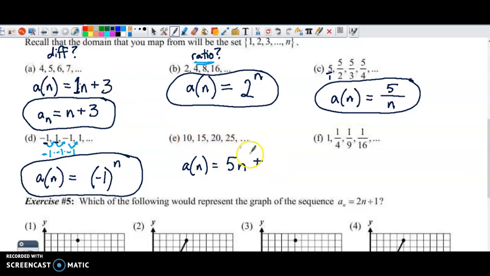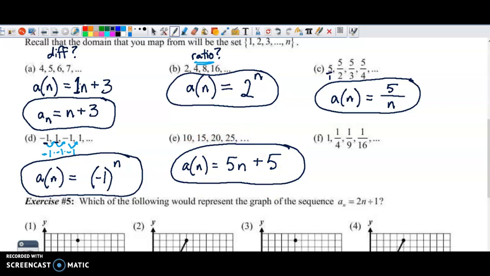Well, what can I add to 5 to get it to 10? You can add 5 to it. And now you can try the rest of the problems. If I plug 2 in for n, do I get 15, the second term? Yeah, 5 times 2 is 10 plus 5 is 15. So it does take a lot of practice.